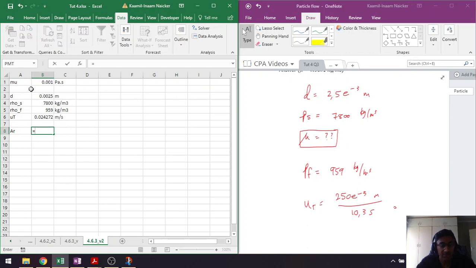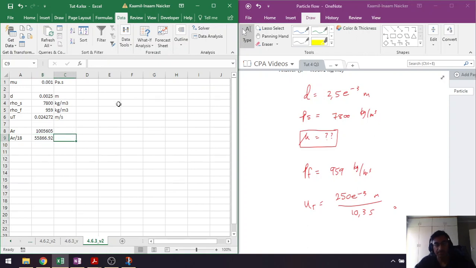We're going to start with the Archimedes number. So that's 9.81 multiplied by the density of the fluid multiplied by the density of the solid minus the density of the fluid. And that entire thing is multiplied by diameter cubed. And we divide that by the viscosity squared. So remember, all of these values are correct here, except the mu value. So this Archimedes number is determined by my mu value. Next, I can calculate Archimedes over 18. So it's equal to this cell divided by 18. And it's actually a very big number.